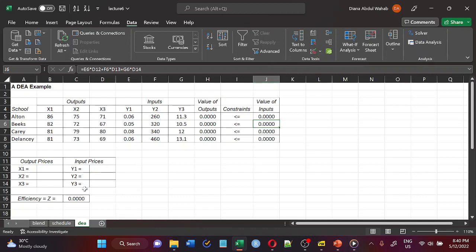Finally is the efficiency. Because we are particularly looking at Delancey, the efficiency for Delancey is given by the outputs of Delancey multiplied with the output prices, and we want to see whether it is equal to 1 or less than 1. So now let's try to solve this problem.